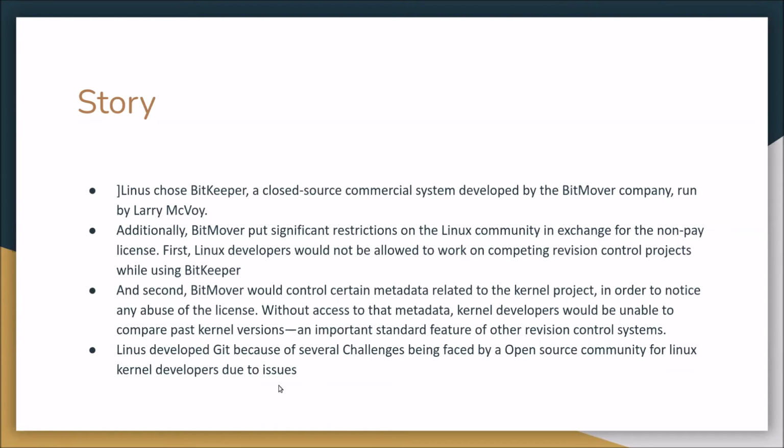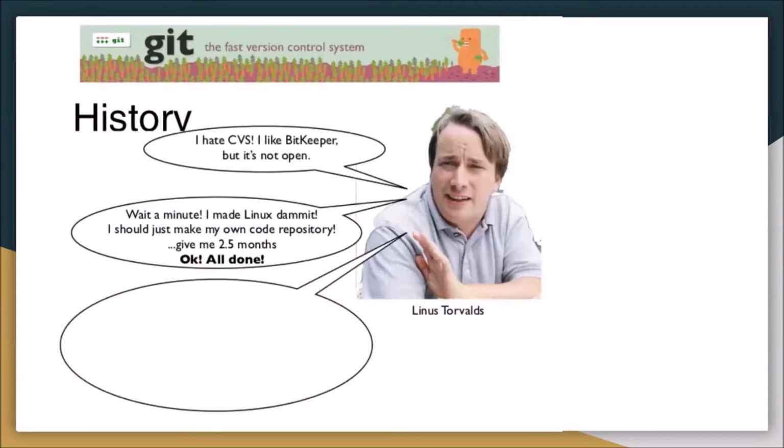So Linus thought is the most popular thing which we use in entire. Everyone uses Git most of the time. So he developed Git in 2.5 months because of the issues that he was facing. That is the entire history of Git.